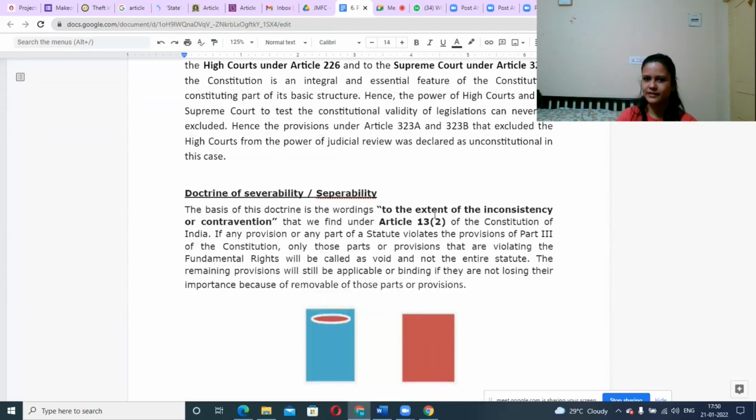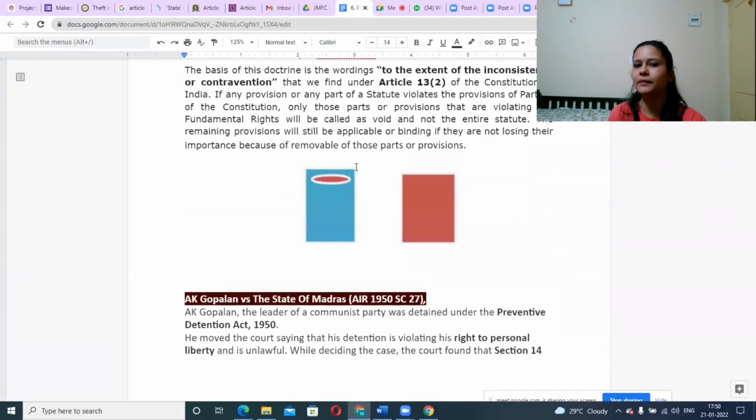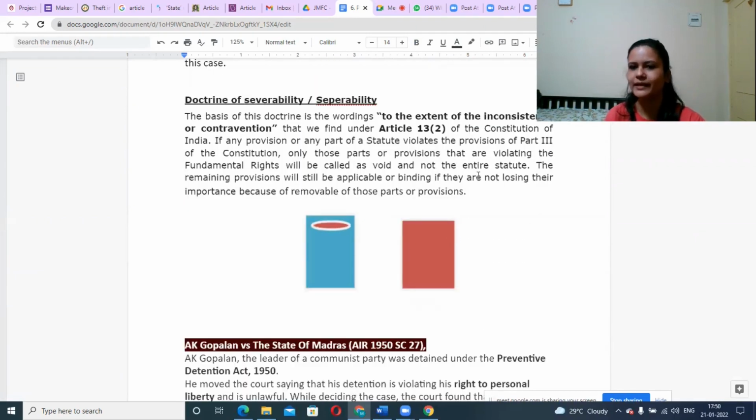Okay. Is it clear, the doctrine of severability and separability with the case? Vishnu, are you able to follow? Clear. Ma'am, can you explain the case law once again? Case law. Okay. In Kashmir, the same case is applicable, right? Sorry? In Kashmir, arrests are made in this article.